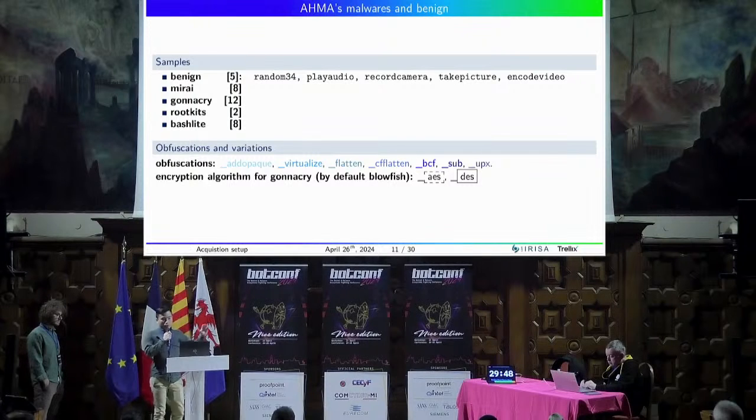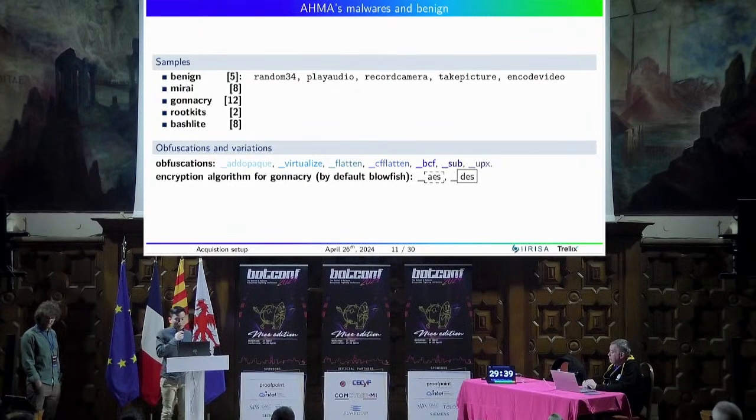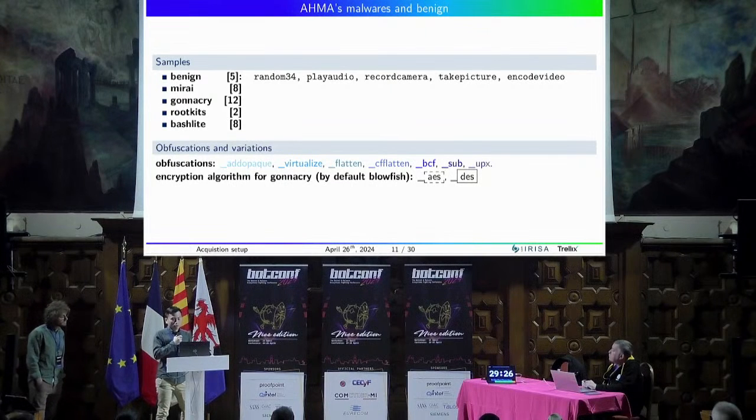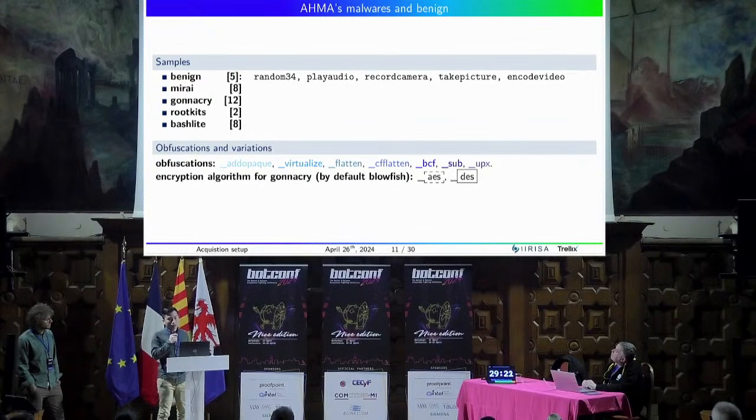For the malware, after we got the native malware, we also do obfuscation on it, like adding opaque predicates, virtualizing it, or control flow flattening, etc., and UPX packing as well. For the ransomware, we try to vary it by not only using the default Blowfish algorithm for WannaCry, but we also add AES and DES as well. So we have really wide variations of the malware collection.